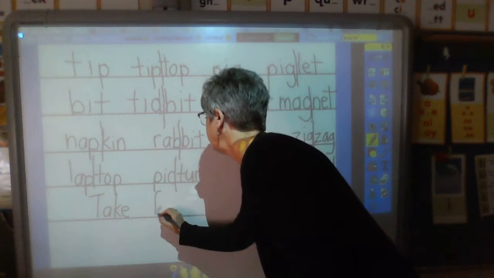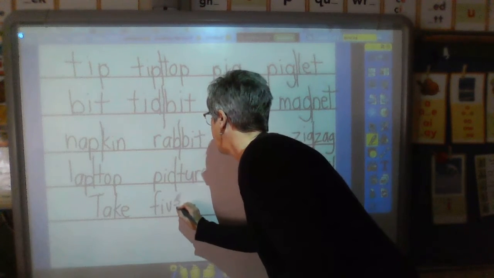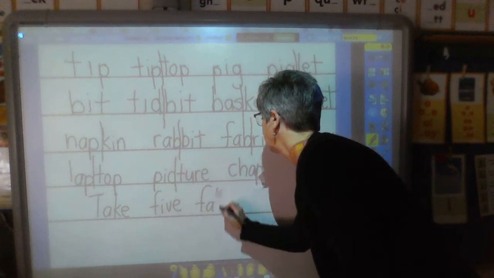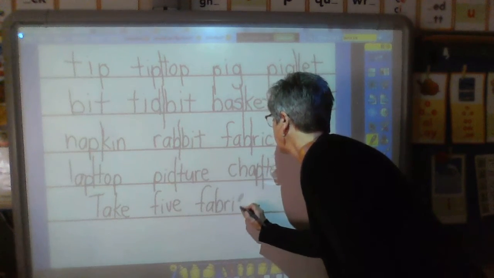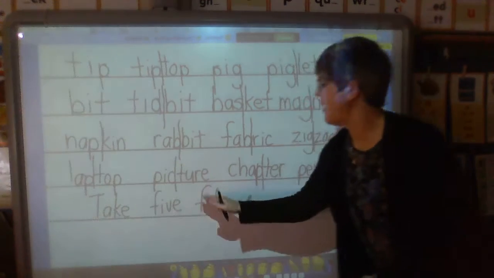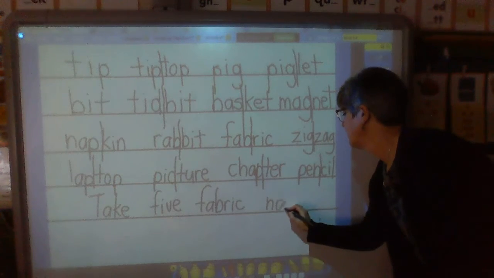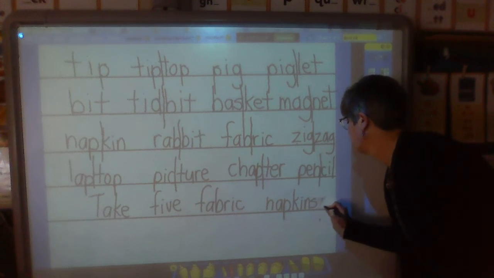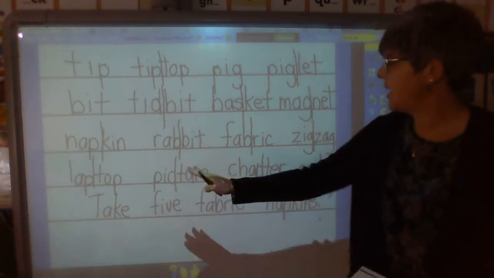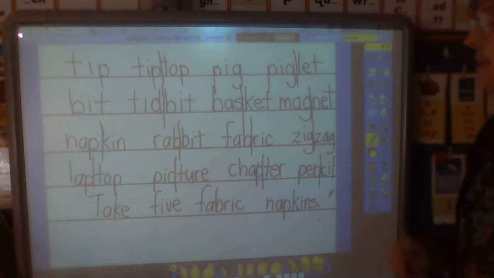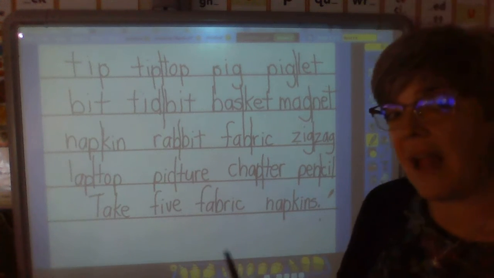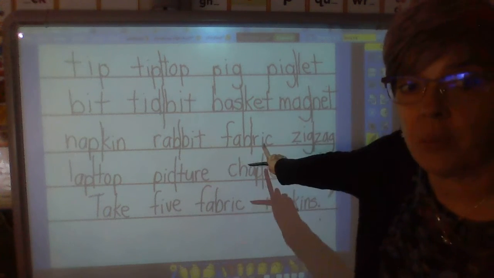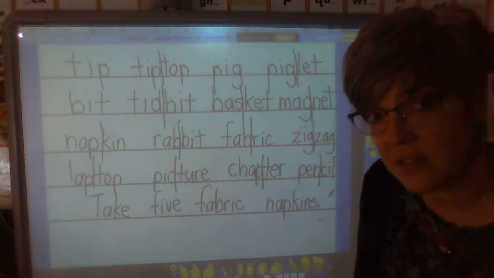Take 5 fabric napkins. So second grade, can you apply the skill that we've learned today to this sentence? Do you see the pattern that we learned in any of the words in the sentence that's on the bottom line?